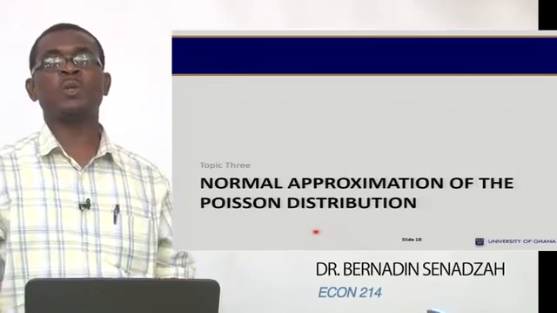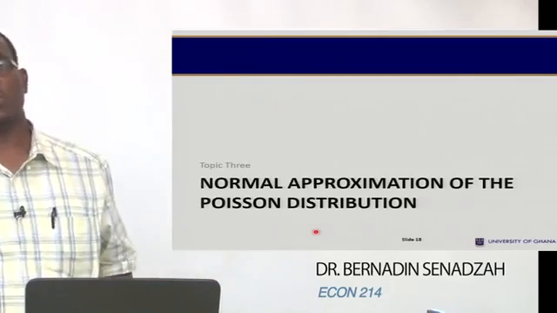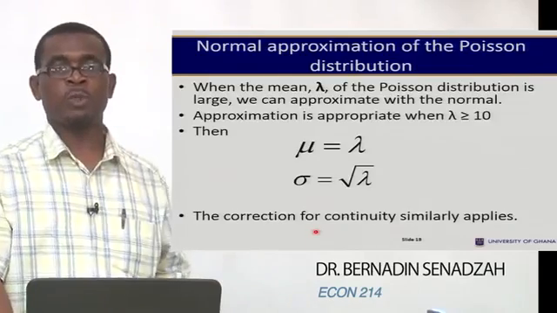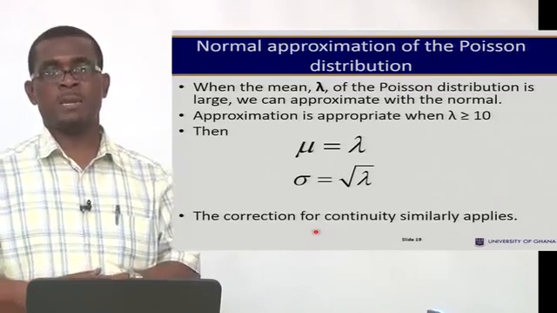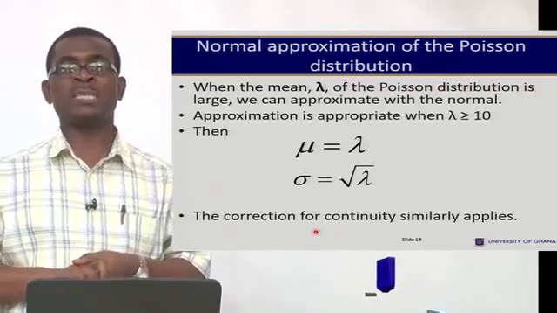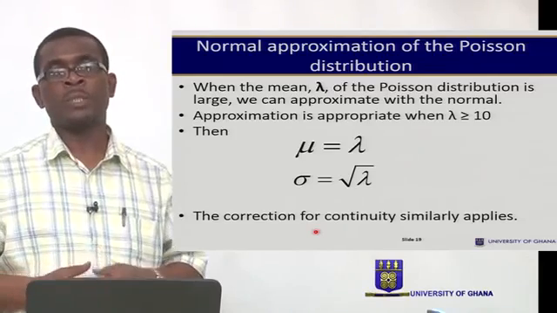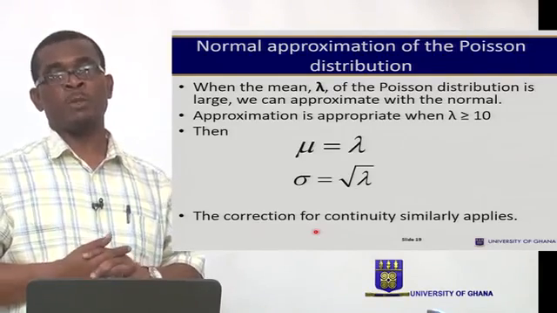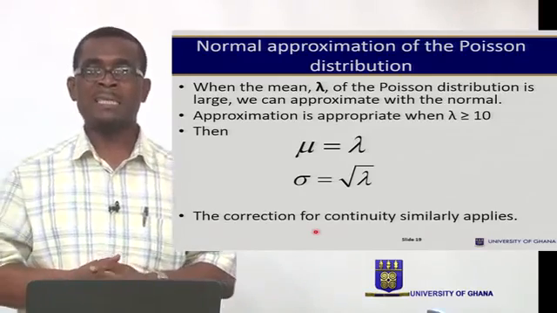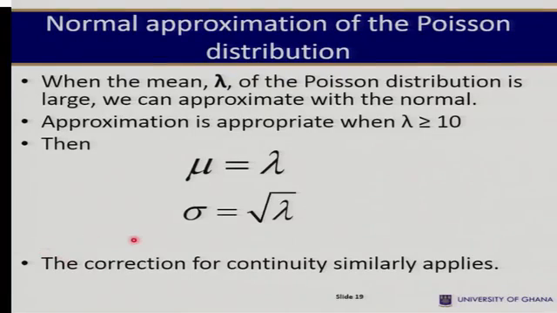The next is to also look at how we can approximate the Poisson using the normal distribution. Now, what is the condition? When the mean of the Poisson distribution is large, where we are assuming that it is greater than or equal to 10, then the normal can be used to approximate the Poisson. And we need the mean for the normal, and the mean is just equal to the mean of the Poisson. So your mu is the same as the lambda from the Poisson. And then we find our sigma to be equal to the square root of the lambda.